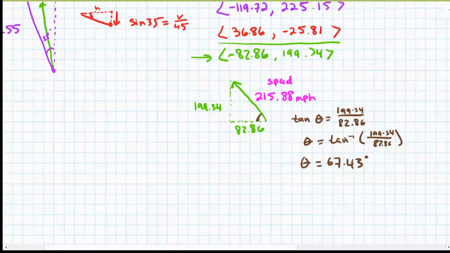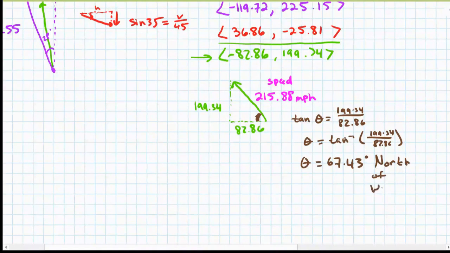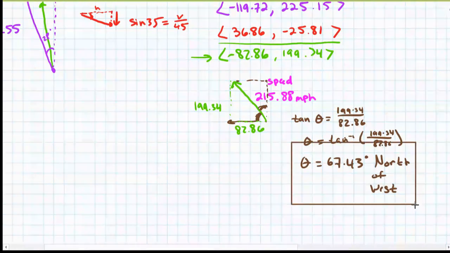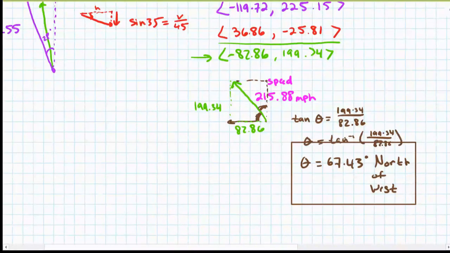Now, here's the deal: since I'm drawing this angle here and I didn't deal with any negatives or anything like that, I need to use my brain to talk about the actual direction. This is 67.43 degrees north of west. North of west, because west is this dashed line that I created, and I'm going north of that. If I had the opposite side, if I had this angle up here, then that would be west of north. So you really have to decide how to describe your answer based on how you drew your triangle and where your angle actually resides.